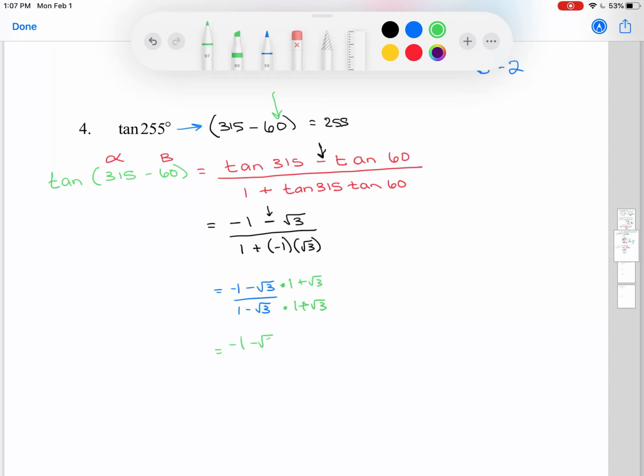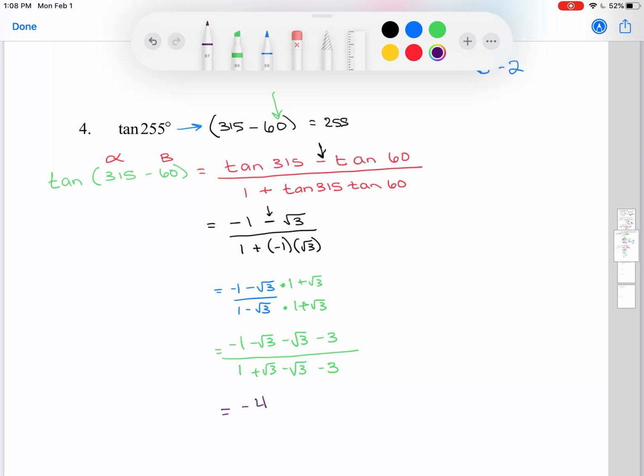Remember, we're multiplying. Numerator will become -1 minus root 3 minus another root 3 minus 3. Remember your steps in multiplying square roots. Don't forget those. Denominator, we have 1 plus root 3 minus root 3 minus 3. Remember, the whole reason we do this step is to clear out that square root in the denominator. If you don't cancel out that square root, something went wrong.